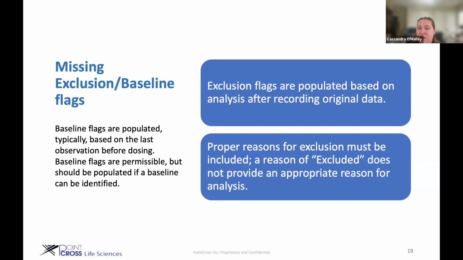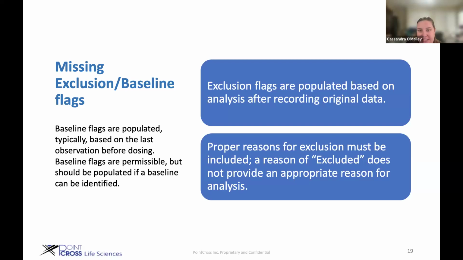Exclusion flags, however, are permissible and are populated based on the analysis after the data is recorded. So exclusion flags are done typically after the study is complete. These could be for any reason, such as a subject was dosed with the wrong dose and they chose to exclude that point. They were out of range for a body weight. They missed a dose, had an extra dose. There are many reasons that something could be excluded. It could even be for a technology error.